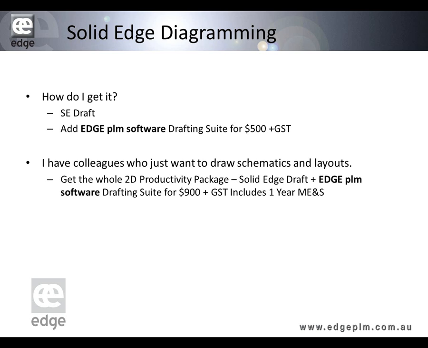If you've got colleagues or people in your business who just want to draw schematics and layouts, you know in the draft program you can use that for drawing, 2D drawing. It's parametric 2D drawing. It'll open any AutoCAD file, lots of different 2D file types. It'll save in different file types, including DWG and DXF, or in Solid Edge format. It's got the same user interface as Solid Edge, of course, so that's consistent.